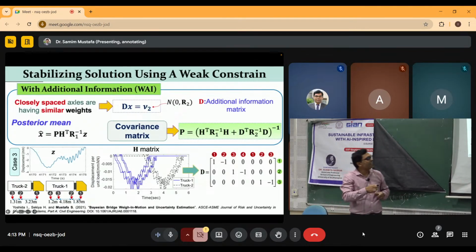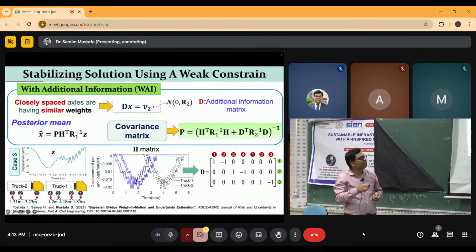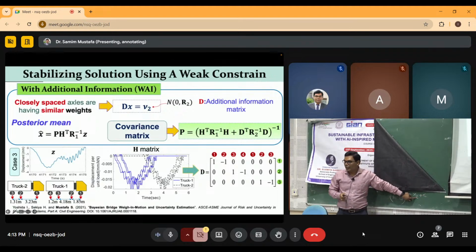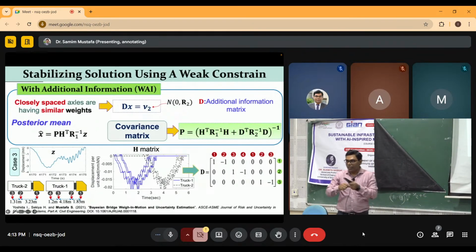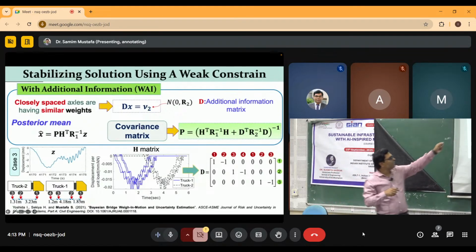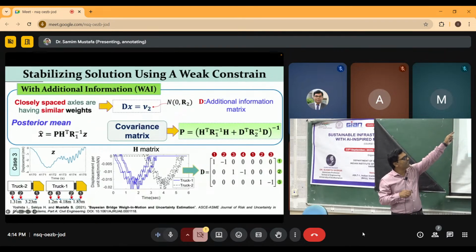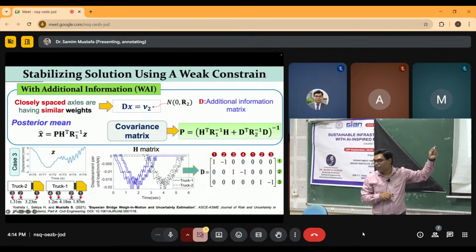How much variation is there? V2 we have introduced, which is given by this covariance matrix R2. We can regulate it. Not only can we model this, by defining lesser error we can say almost equal weight, and by defining higher deviation or higher error we can say it is fluctuating by 20%, 30%, whatever it is. So you have the freedom in this R2. Now the equation has changed. The posterior mean is this and the covariance matrix is this. There is an additional information term D and covariance matrix R2 coming in.